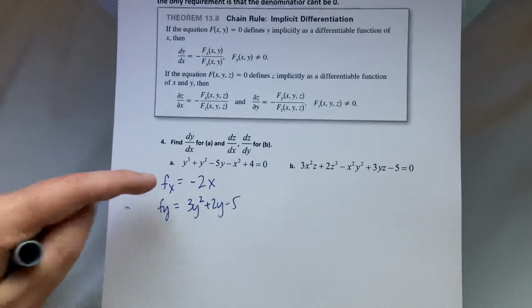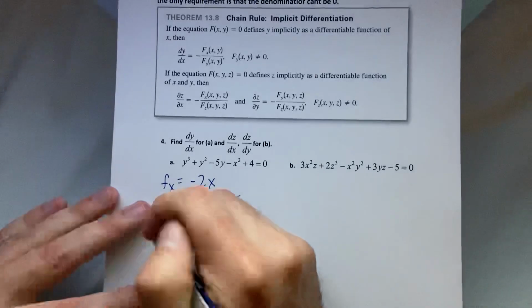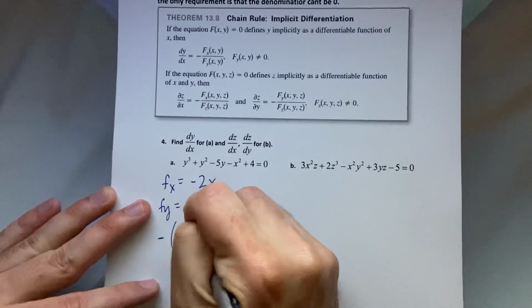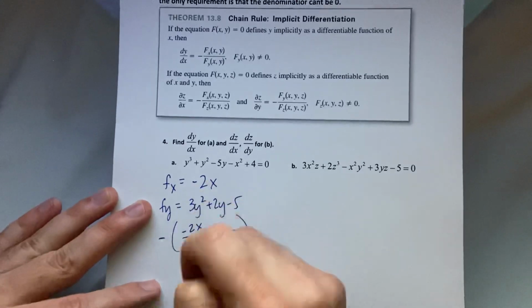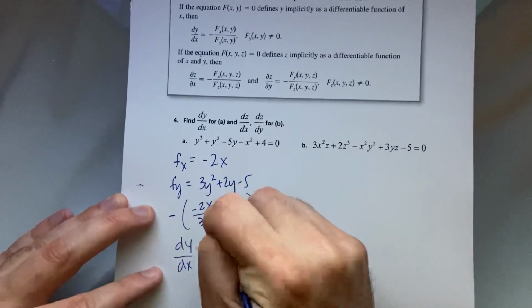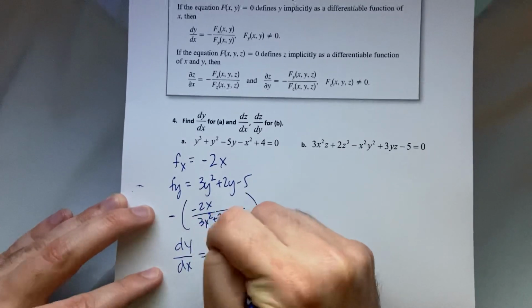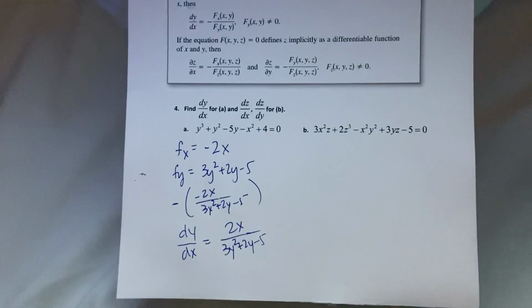Now it says all I have to do is take the partial of x divided by the partial of y and flip the sign. So negative 2x over 3y squared plus 2y minus 5 becomes actually positive 2x over 3y squared plus 2y minus 5. And that's it for the partial. So we can do b as well.